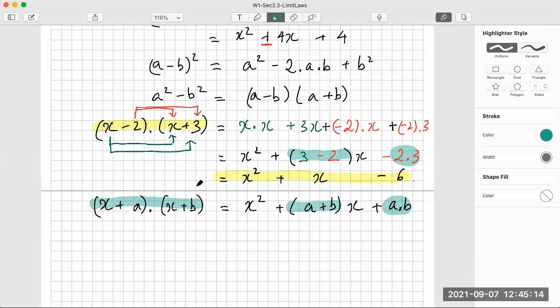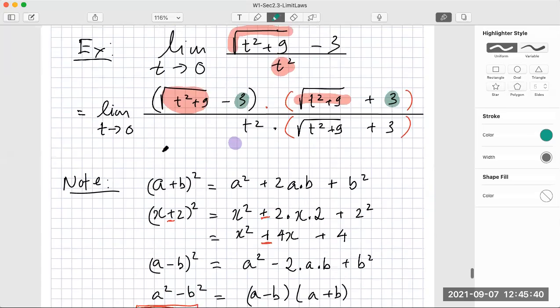Let me see, sorry. Where was it? The previous one, we did compute the limit of... well, don't worry for now. We'll do it in the next example. But for now, just a reminder. Okay.